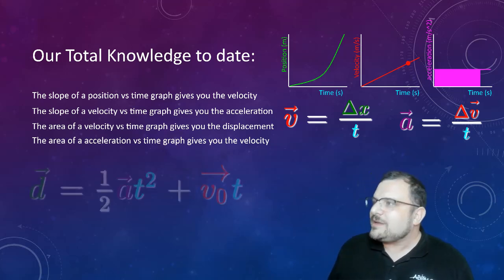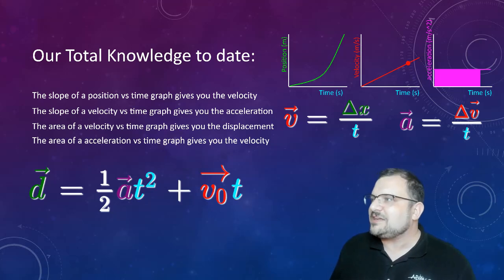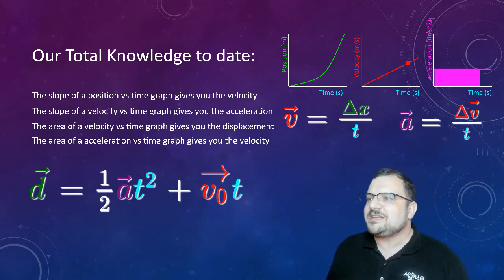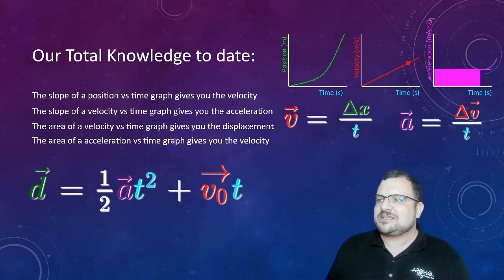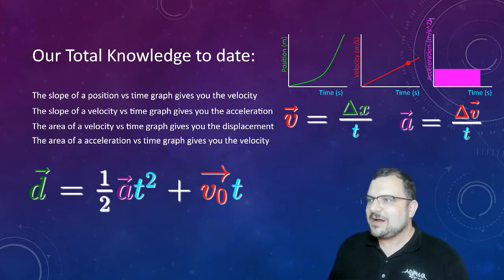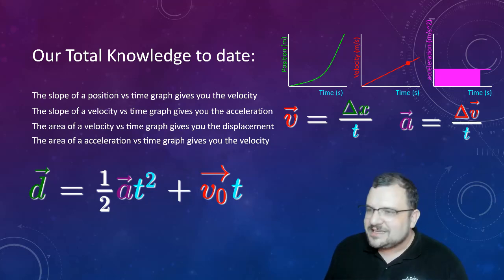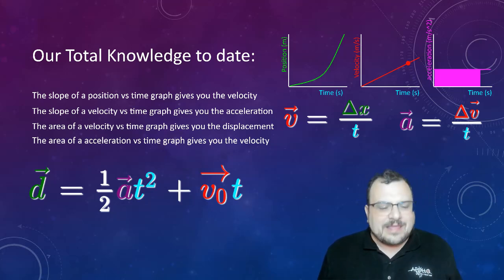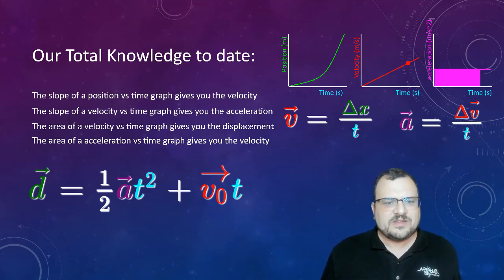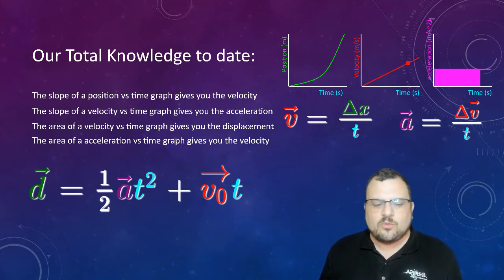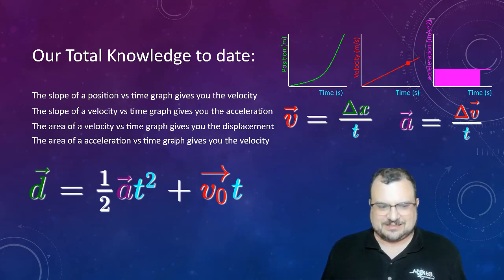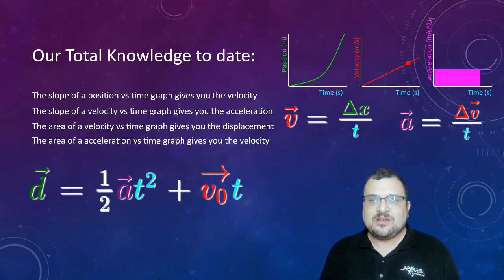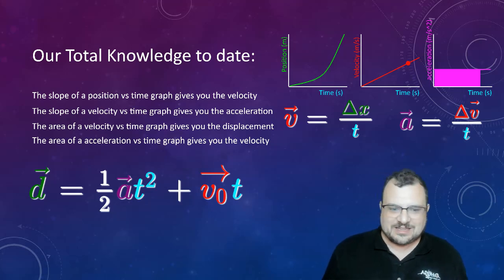We also have two equations. We have our displacement equation, so that's displacement equals 1/2 times the acceleration times time squared plus the initial velocity times time. And that works out really nicely because if you notice in our previous video, acceleration was always 0. So if you take out that 1/2 at squared, because acceleration would be 0, you have the equation that we were using in the last video.